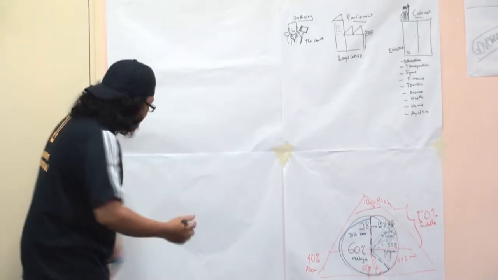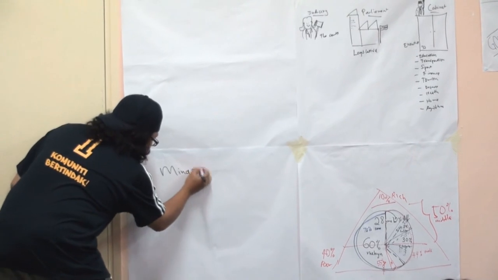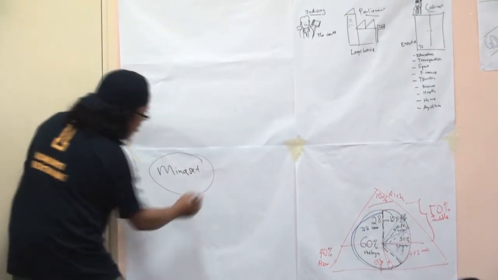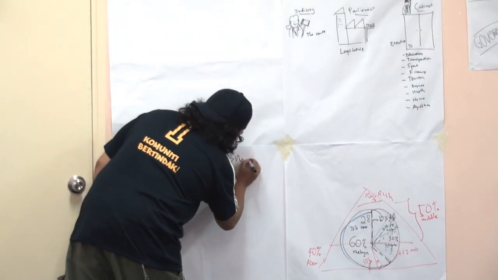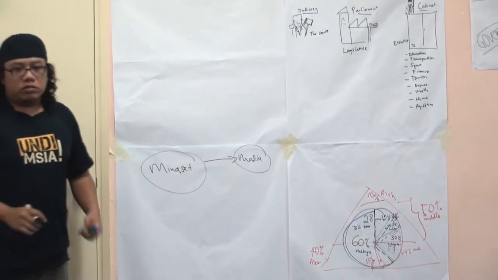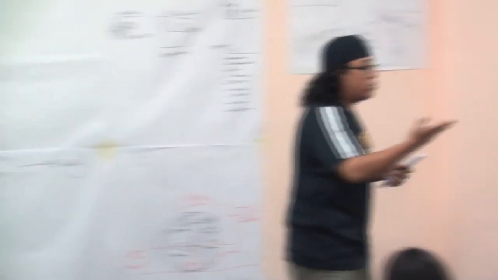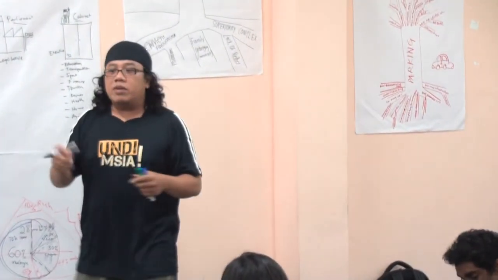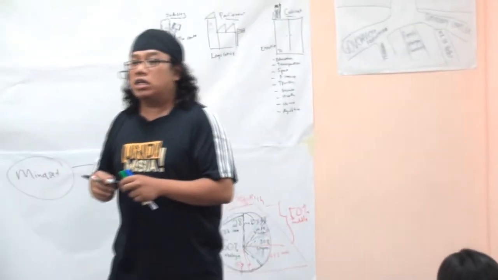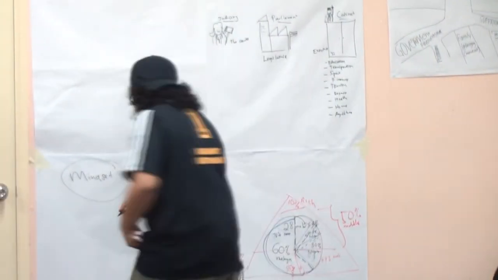Okay, let's talk about mindset. Someone just now mentioned media. What is media? Those are the types of media, new media, old media. Can someone give me some examples of old media? Television. What else? Video. Let's start with TV. How many channels do we have?